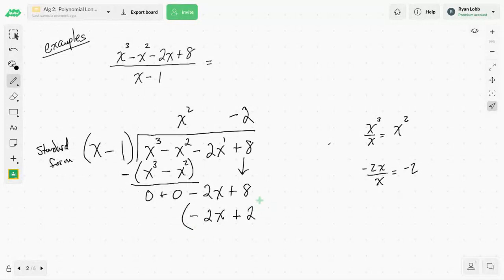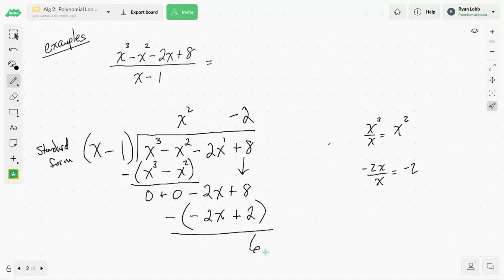And now we're going to take all of this and subtract. In parentheses, subtract it. Negative 2x minus a negative 2x cancels. Then 8, positive 8, minus a positive 2 is 8 minus 2, which is 6. Okay.